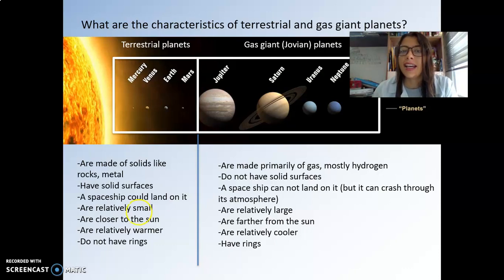The gas giant planets are made primarily of gas. The most important gas on those planets is hydrogen. They don't have solid surfaces. That means that a spaceship cannot land on them. They are relatively large in comparison with terrestrial planets, and they are far from the sun. The temperature is pretty cold, and all of them have rings.